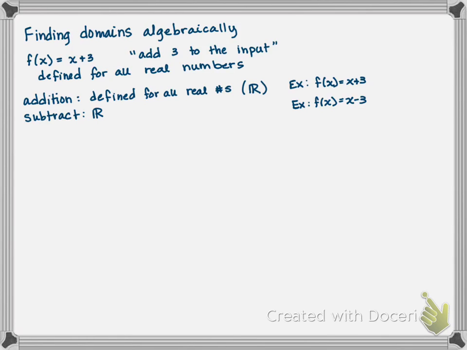The good news is that most operations are defined for all real numbers. There's really not that many restrictions. It's funny because when this is taught, people focus so much on the restrictions that it seems like there's a lot more restrictions than there are. In reality, most functions that you deal with are going to have a domain of all real numbers.